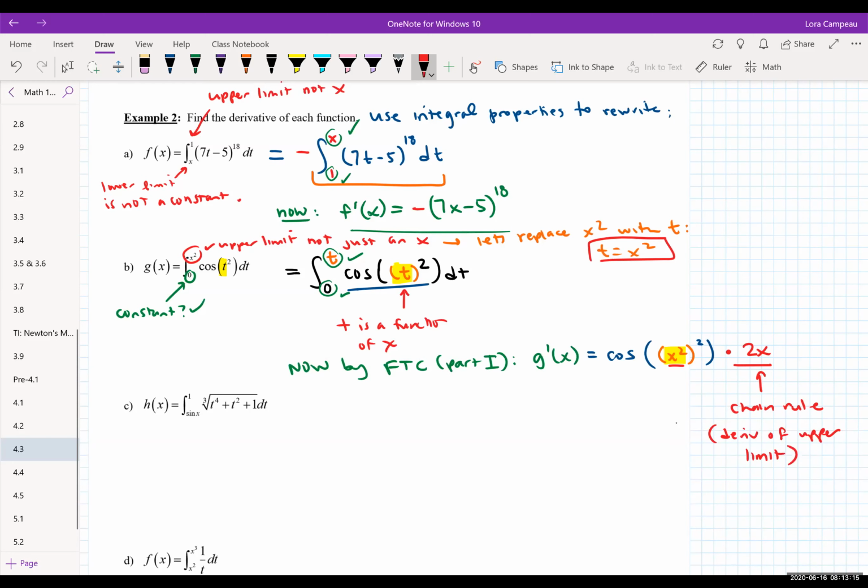So I'll try to simplify this a little bit just so that we can see. Let me clean it up so we can have the actual answer. What do we have? The 2x, usually it's better in front, and then we have cosine of x squared is cosine x to the 4th. And so that is our final answer for that.